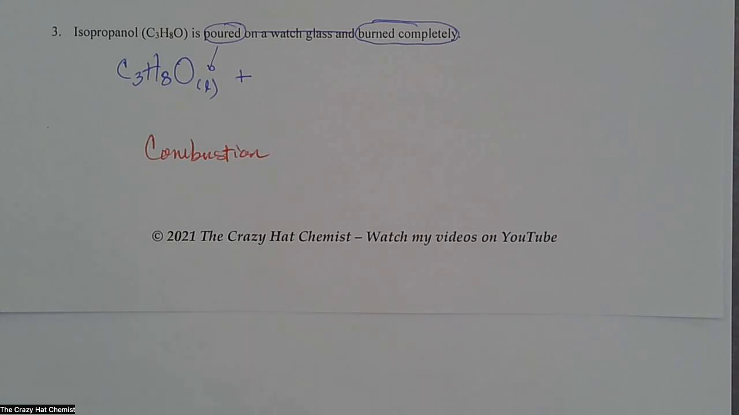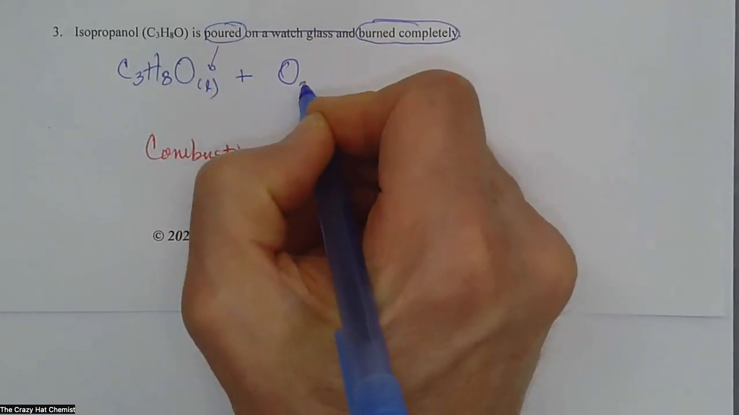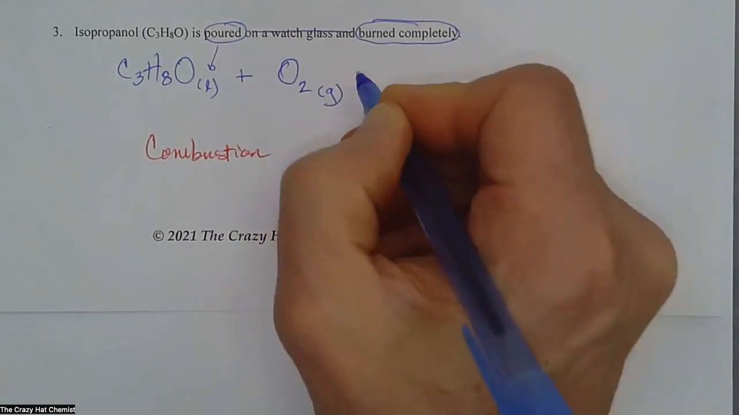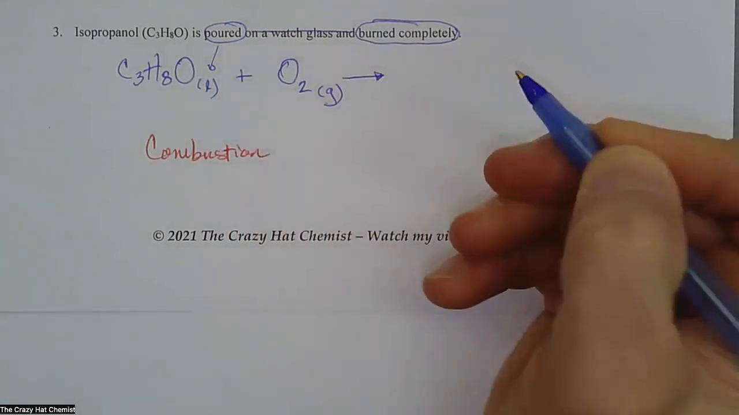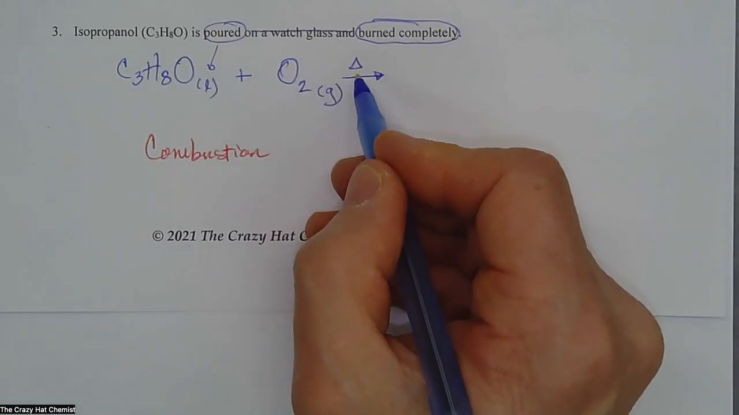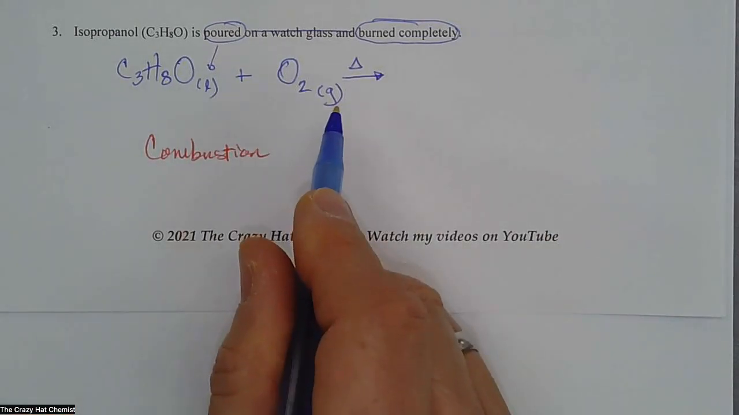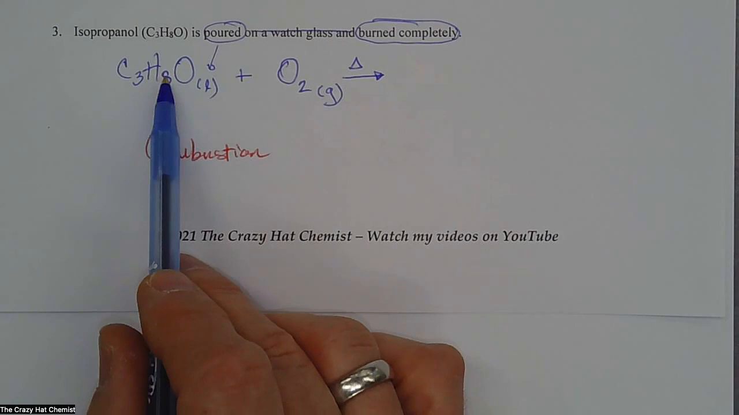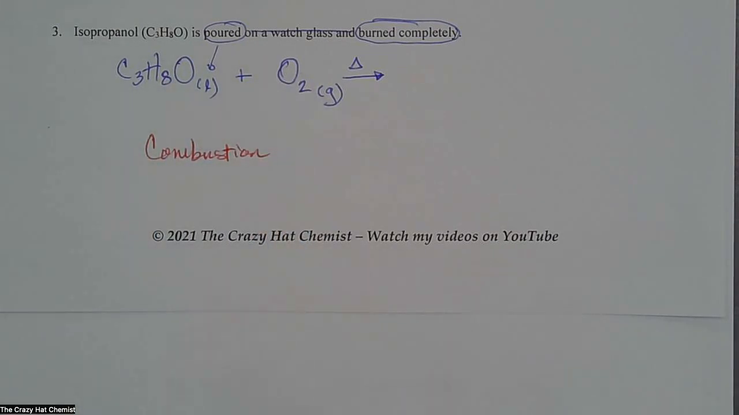The other reactant for every single combustion reaction that we will be following is molecular diatomic oxygen, and that is a gas. We're going to have an arrow, and we're going to have a delta above this. That is a triangle, the Greek letter delta, and that means that heat must be inputted into this reaction, like a spark, a match, or something like that, in order for this reaction to proceed forward to products. So these are the 2 reactants, isopropanol and oxygen. You need oxygen for every kind of combustion reaction.